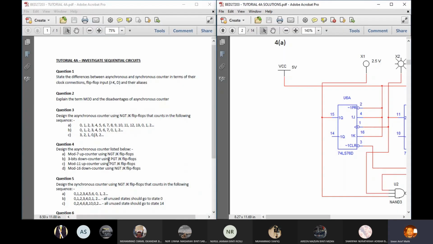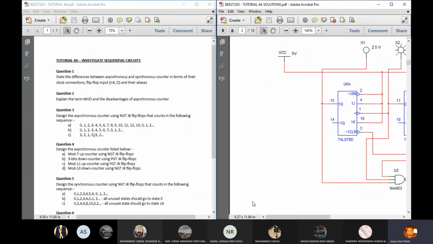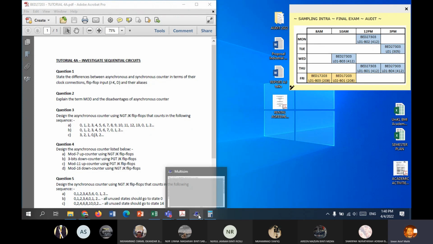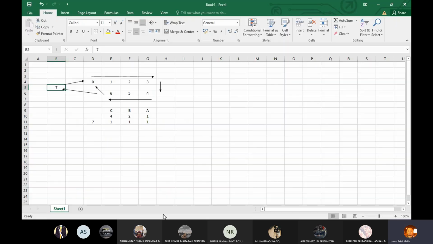3 bits down counter using PGT JK flip-flop. Okay, so for this one, 3 bits down counter. So dia maksudnya nombor dia terbalik lah. So instead of this number, 3 bits maksudnya full cycle. So when it is full cycle, maksudnya dia akan kira semua nombor yang ada dalam 3 bit. So 3 bit daripada 0 adalah 0, 0, 0. Okay, itu untuk 0. So 0, 0, 0 sampai 1, 1, 1 lah.